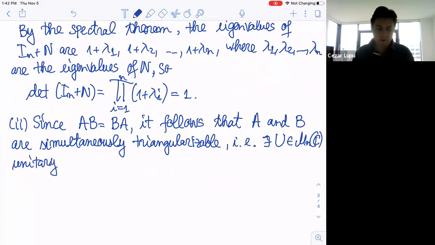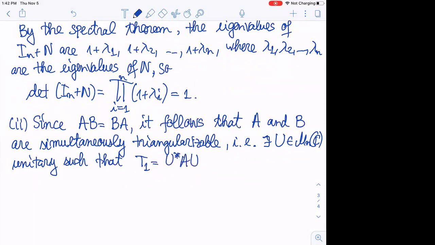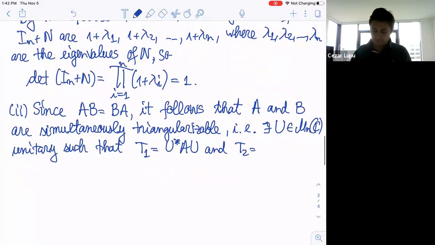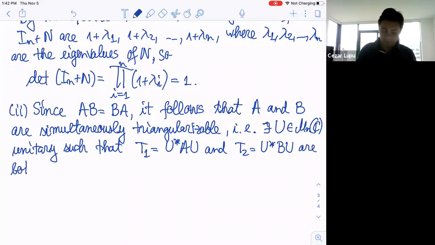So it's unitary such that T1 is U star AU, and T2, let's denote this by T1 and U star BU. So these two guys are both triangular. So that's what the theorem says.